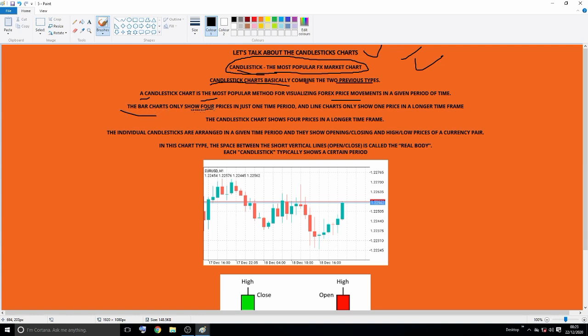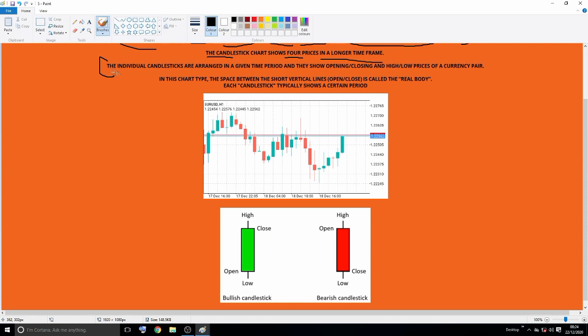The bar chart only shows 4 different prices in just one time period, and the line chart only shows 1 price in a longer time frame. The candlestick shows 4 prices in a longer time frame. So if you are looking at the bar chart, you are only seeing these 4 prices, and if you are looking at the line chart, you are only looking at the longer time frame. But if you are looking at the candlestick chart, you can see the 4 prices in a longer time frame. So it's a combination of both.